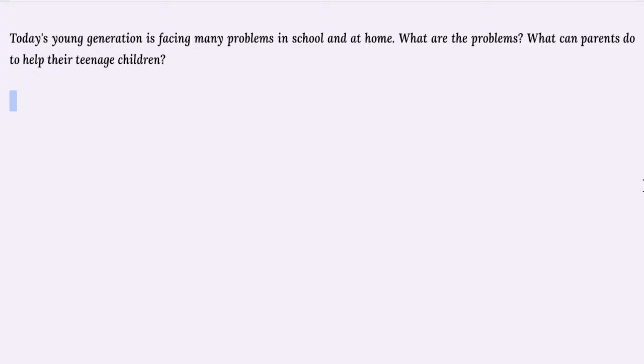But in a problem solution essay, the first question is always about why does this happen or what happens as a result of this thing. And then the second question is always about solutions. So this is different. What are the problems? They just say the young generation faces a lot of problems at school and at home. What exactly are these problems?